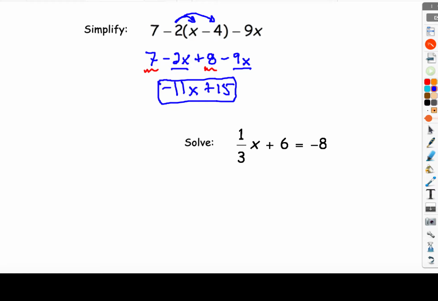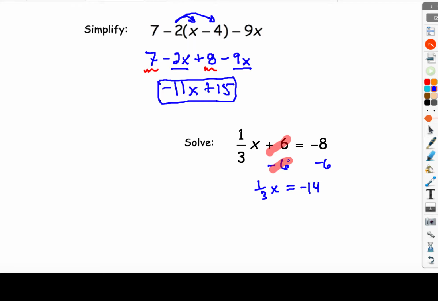Down at the bottom here, we do have an equal sign. And notice on the left side, there's no simplifying to be done. We've got some multiplying and some adding, but there's not really anything I can do to this because I don't know what x is. But I could subtract 6 from both sides, therefore leaving me with 1/3 x equal to negative 14 on the right. Remember, I'm going to do the opposite of what I'm trying to get rid of. So adding 6, I needed to subtract 6.